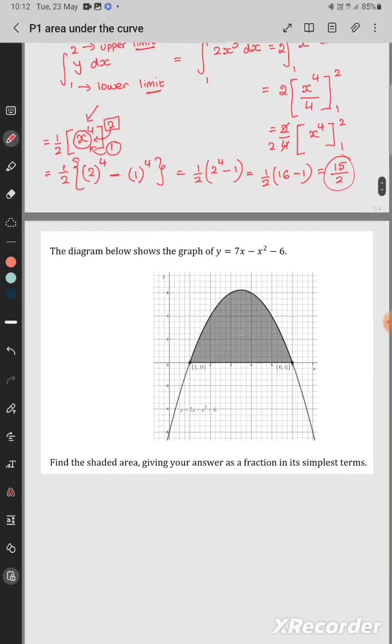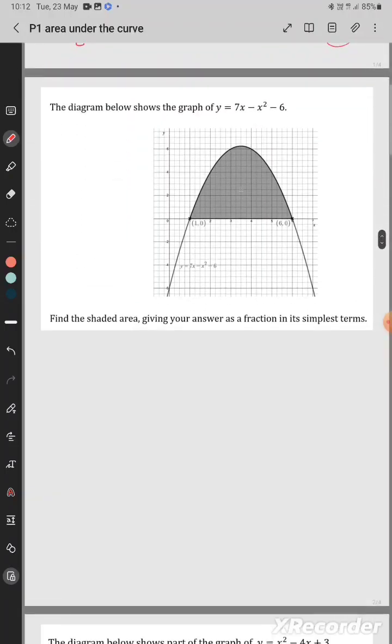So let's look at this example. Here, see, the question says, the diagram below shows the graph of y equal to 7x minus x squared minus 6. So this is the equation of the curve which is given to us.